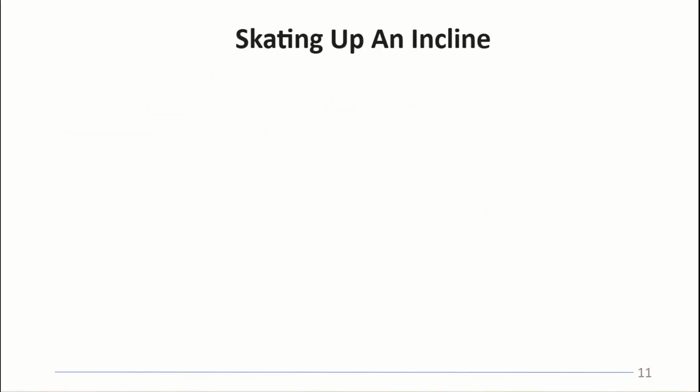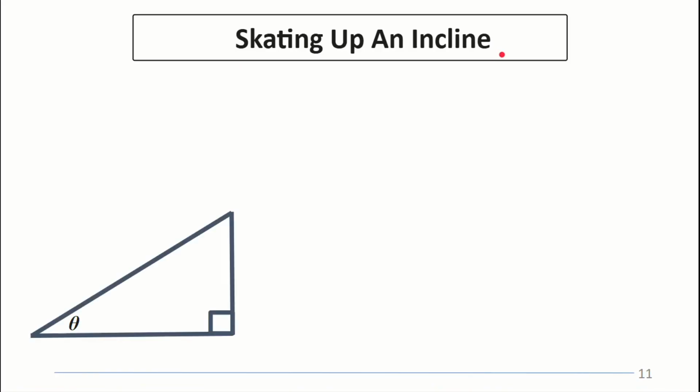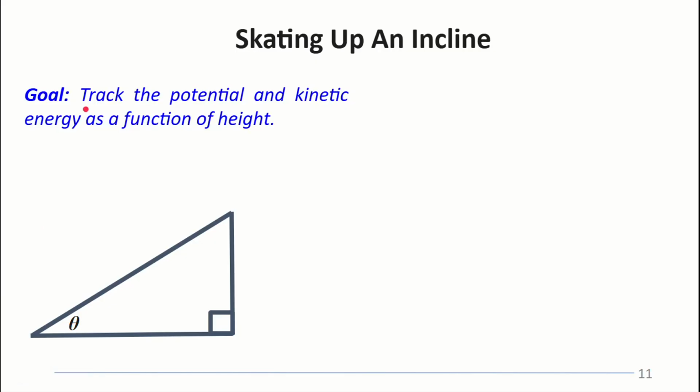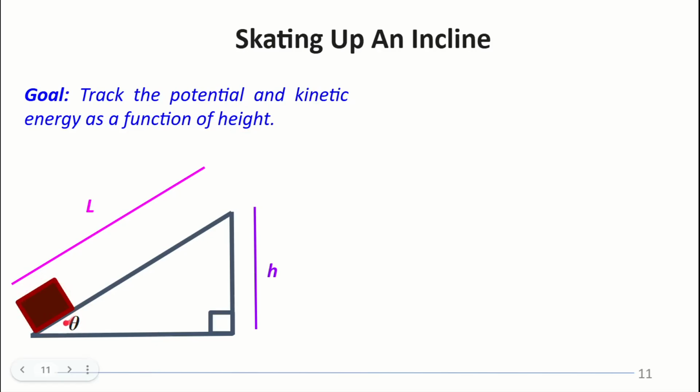Now let's take a look at an example where we have someone skating up an incline. What we have here is an incline that is situated at an angle of theta, and our goal is to track the potential and kinetic energy as a function of height. We have a height h, a length of incline L, and a box situated here. My goal is to track the motion of this box.